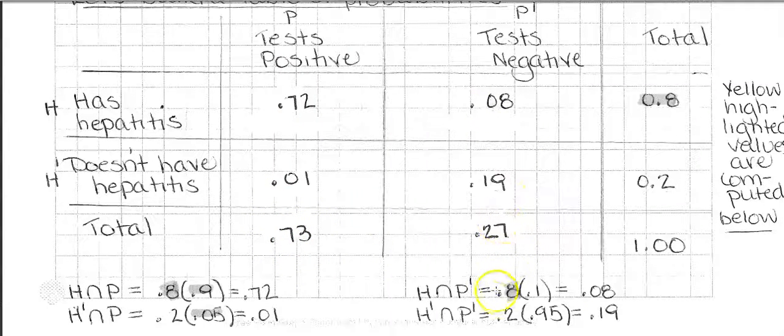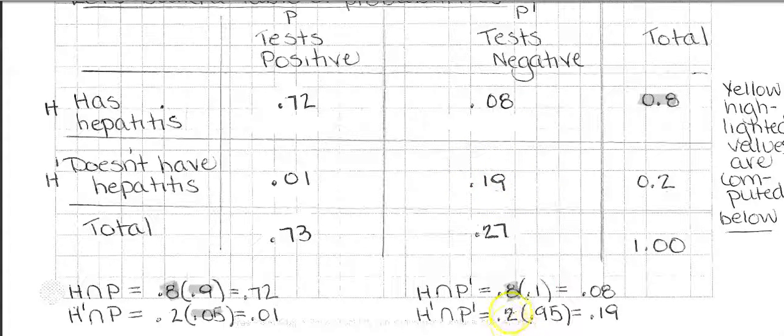In this column, we have the probability of having hepatitis and not testing positive. This is that dangerous case of a false negative. So this is the person who presents with the symptoms, has hepatitis, but the test doesn't pick it up. They test negative. So we said 10% of the people with the disease are not going to test positive. That was given. And then over here, we have the people who don't have hepatitis and don't test positive. These are true negatives.